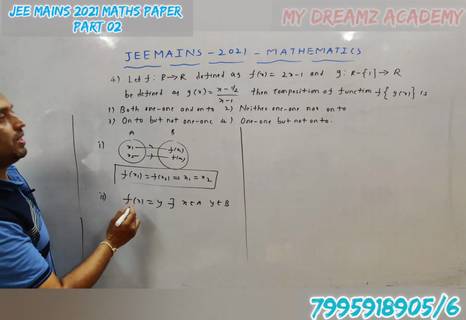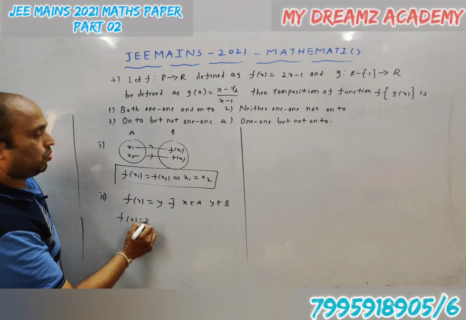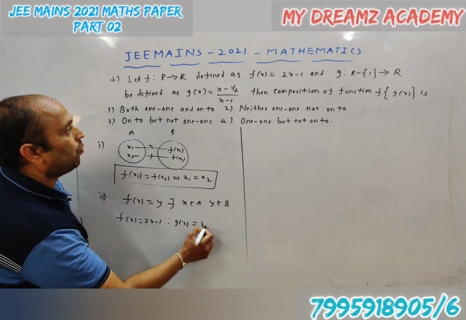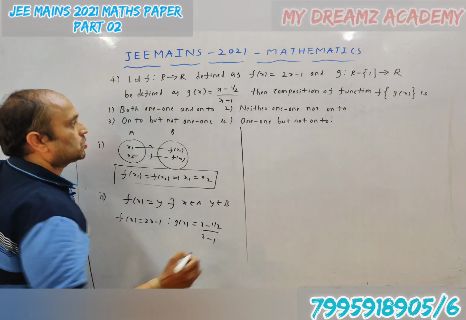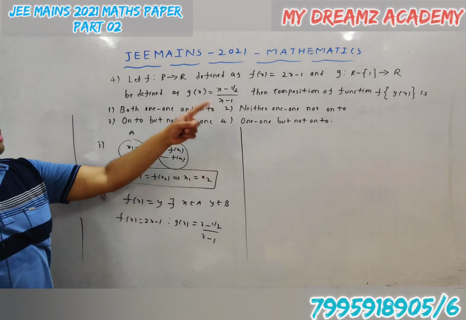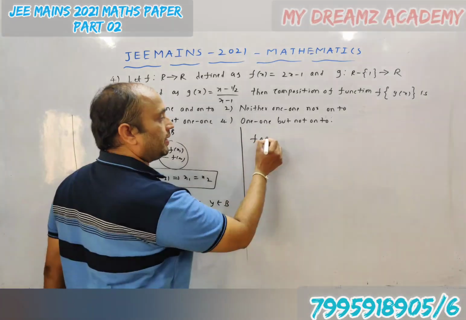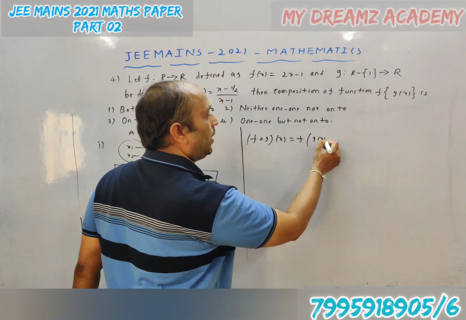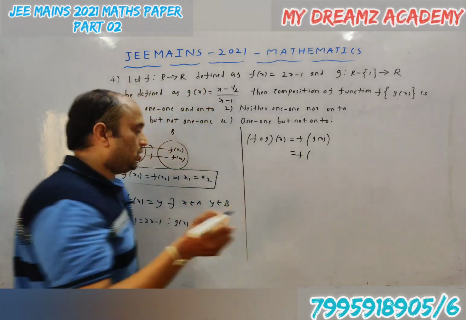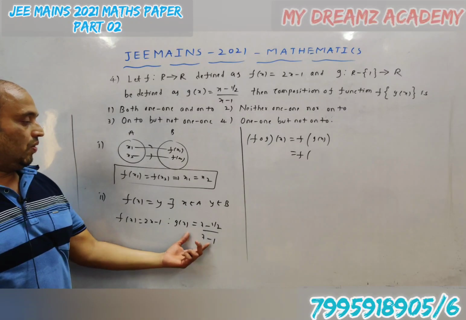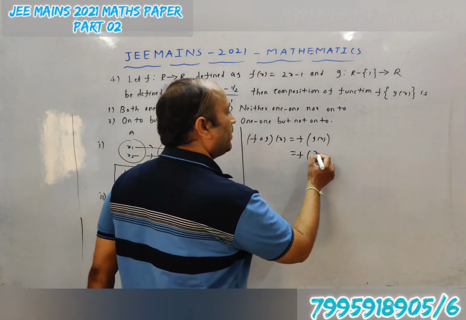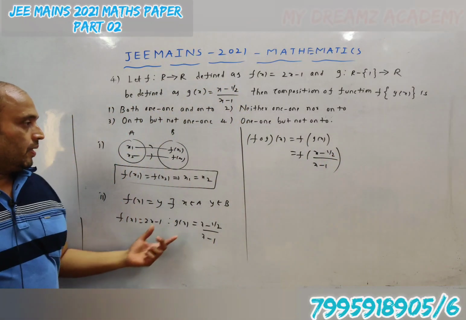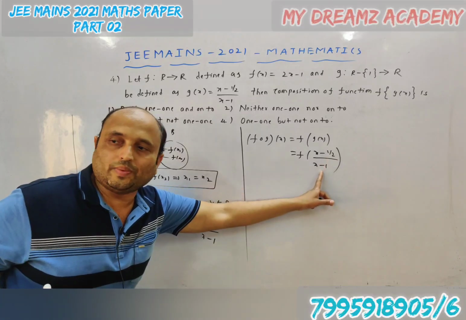So the first function is f of x equal to 2x minus 1 and g of x is equal to (x minus 1) by (2x minus 1). The composite function means f of g of x, that is f circle g of x, equal to f of g of x. We already know that g of x is (x minus 1) by (2x minus 1).